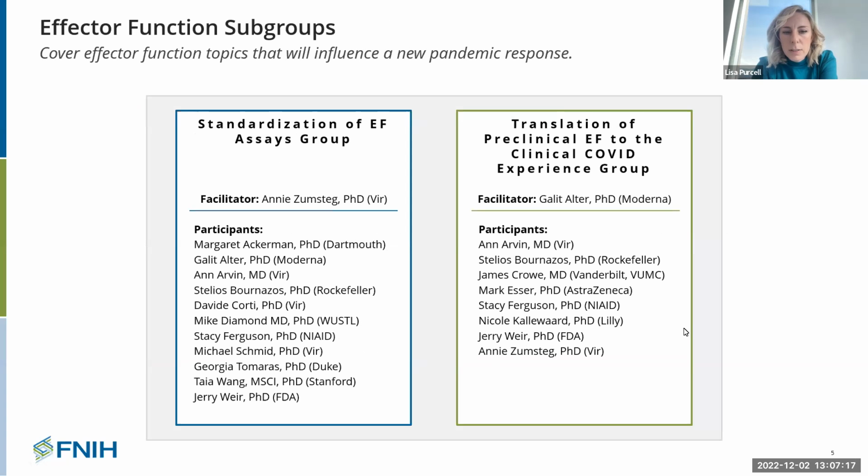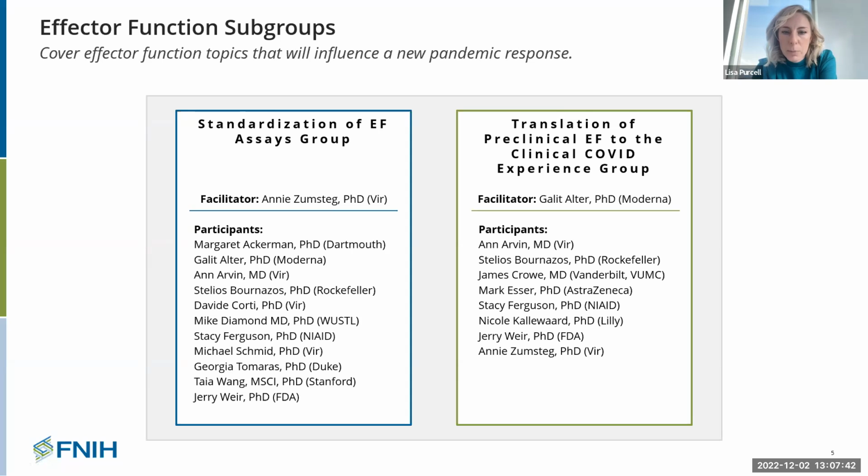And this group was headed up by Annie Zumsteg at Veer. We had a number of participants, all experts in the field: Marty Galit and Arvin Stelios from Rockefeller, Davide from Veer, as well as Mike Diamond, Stacey Ferguson, Mikkel, who we heard from on Tuesday, Georgia, Tea, and Jerry Weir.